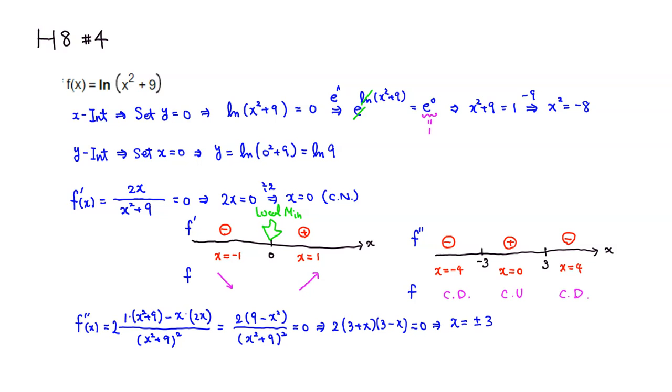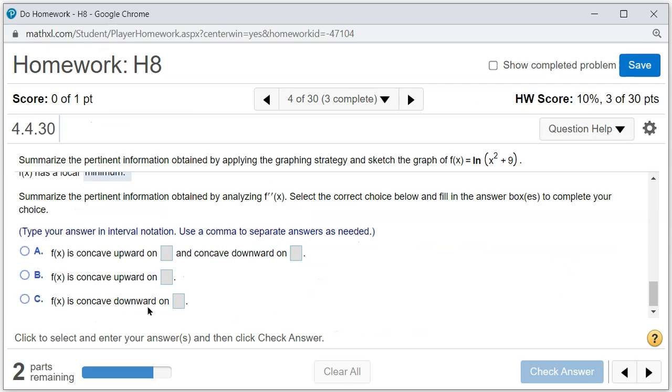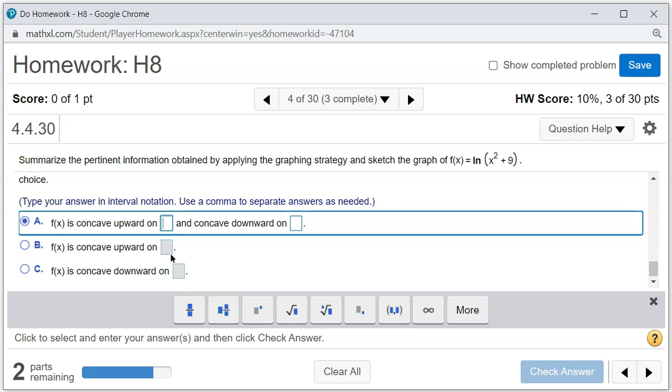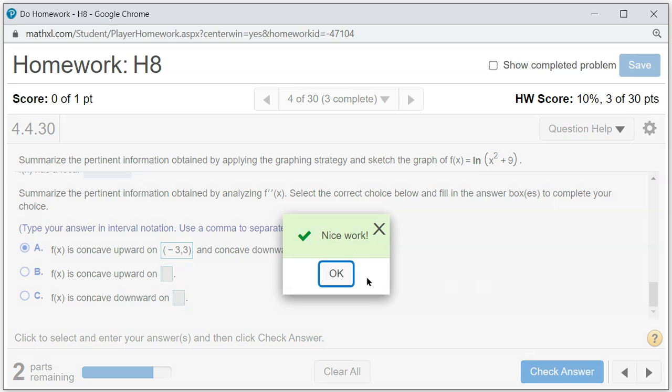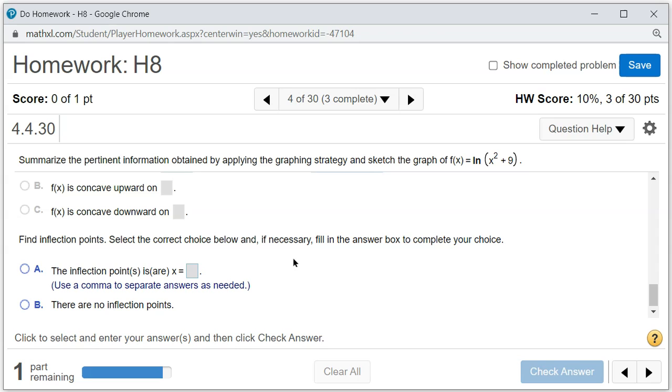So let's put the answer there. It's concave upward between -3 and +3. Oops, I didn't write that. So here. And concave downward on -∞ to -3. And we're going to separate with a comma, so we have +3 to +∞. All right, let's check the answer. We got that.